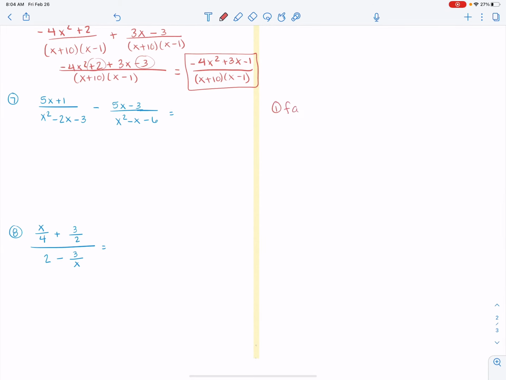All right, next. First, factor everything that can factor. So if I'm looking at this, 5x plus 1 does not factor. X squared minus 2x minus 3 does factor to (x minus 3)(x plus 1). 5x minus 3 does not factor. X squared minus x minus 6 factors to (x minus 3)(x plus 2). Okay, so now, can anything simplify from there? We would need the same thing on top and bottom, and no, nothing will simplify. Now we're going to look for a common denominator.